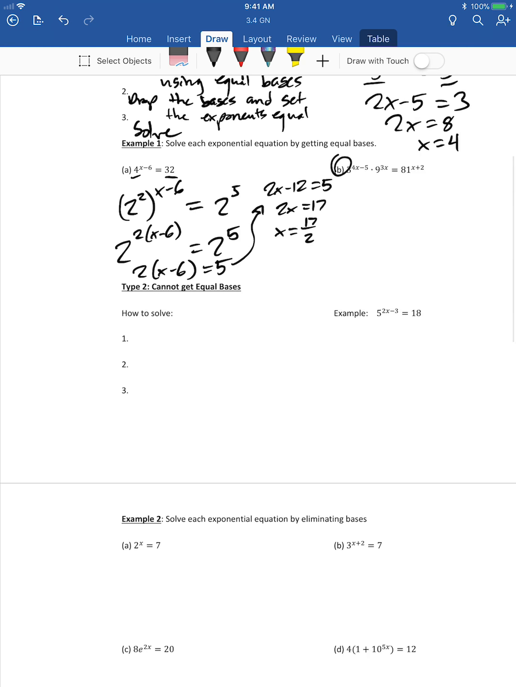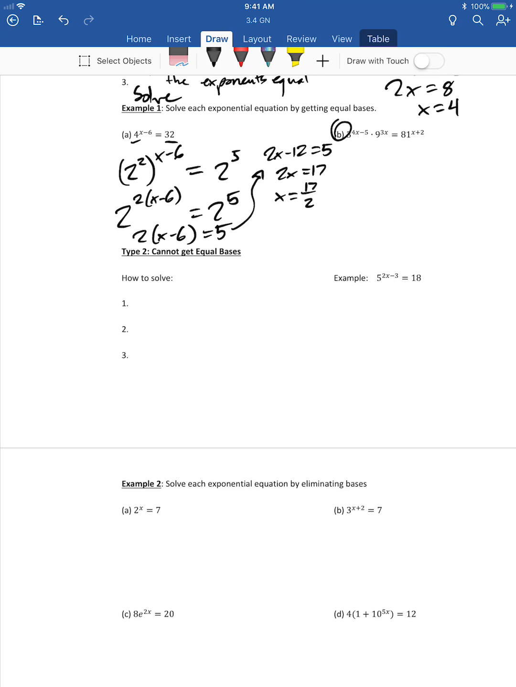But for now, in this video, we'll move on to our second type of exponential equation, and that's when we don't have equal bases. We have unequal bases. So how do we solve these? First step is to take the log, the common log or the natural log, either one is fine, of both sides. So here you see I have 5 and 18. There's no way I can get the same base on both sides, so I will need to take the log. I'll go ahead and take the natural log. I really like the natural log. And that's all I do to both sides.